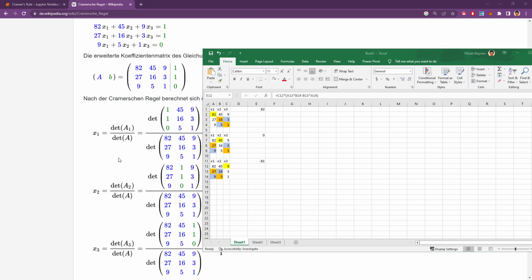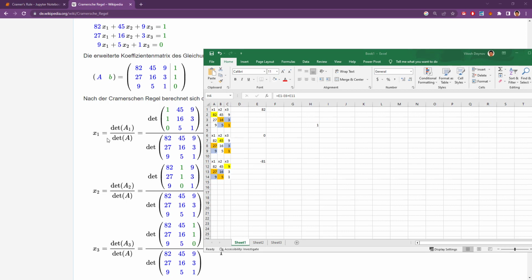So yeah, and in the end, what we do with these numbers is really important. We do 82 minus the second one. The second one is on the B, plus this one. And we get the 1. So pretty much this is how the determinant is calculated.